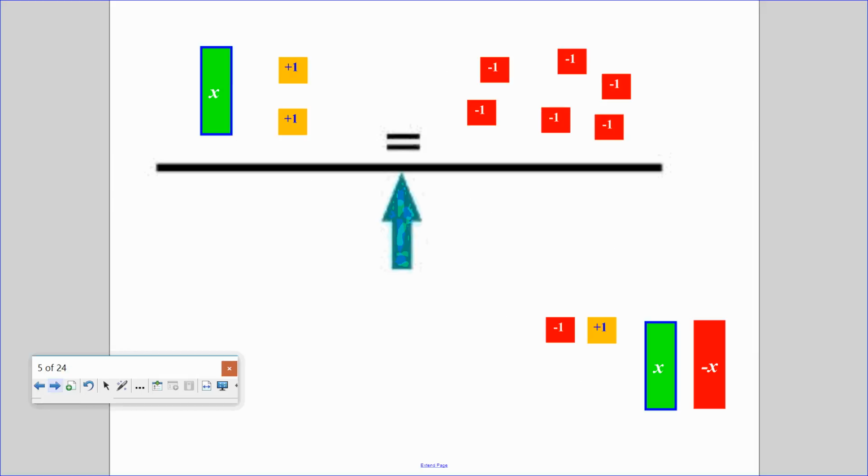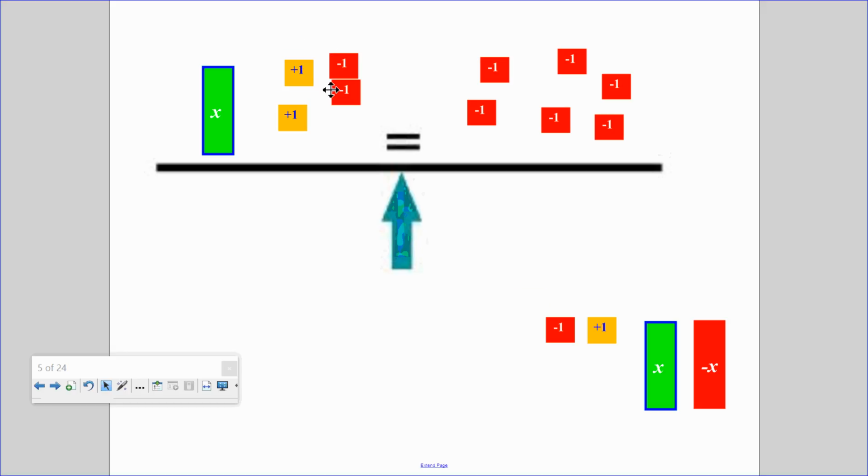All right, next example. So we have an x. We have a +2 equals 1, -6. How can I isolate this x right here? I need to get rid of +2. What's the inverse of +2?